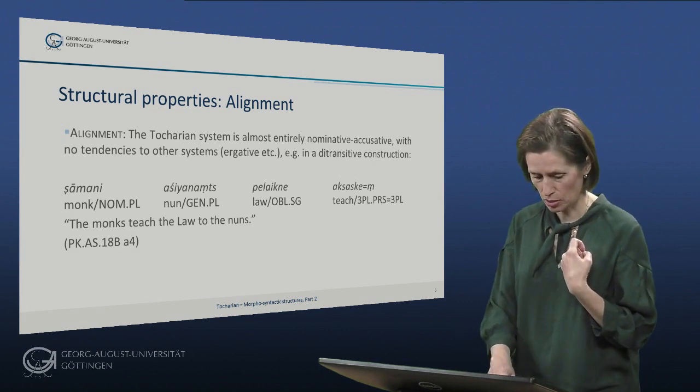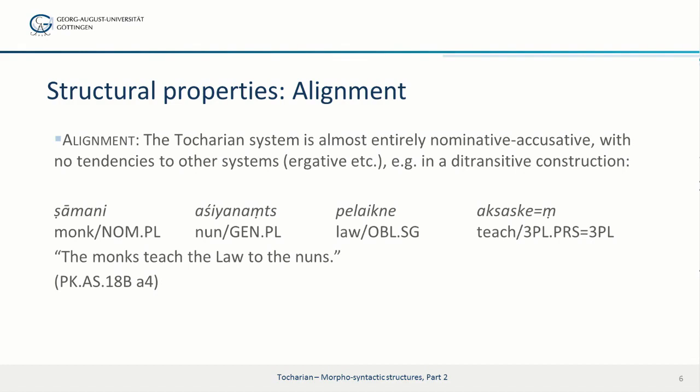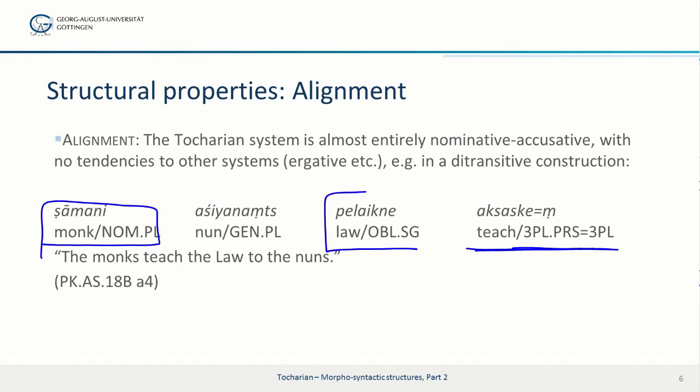So here we have an example. As you see, the monks teach. The monks are the subject, and they teach the law, and that's the direct object, to the nuns, which is the indirect object, and you see here, it's in the genitive.